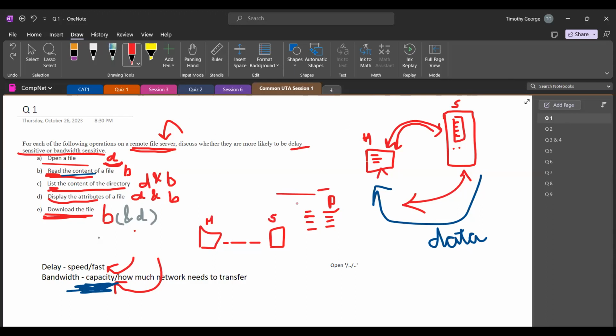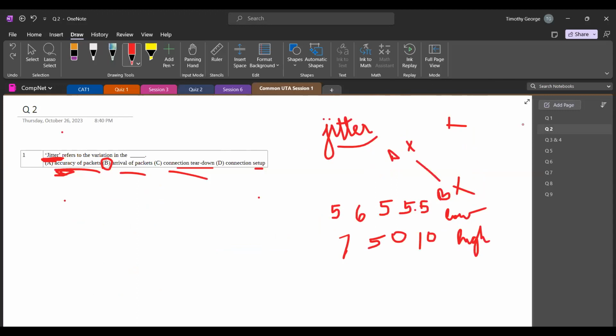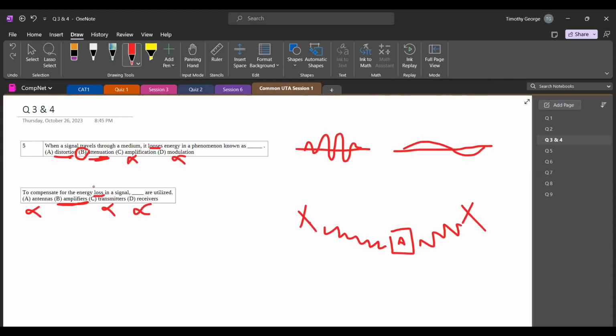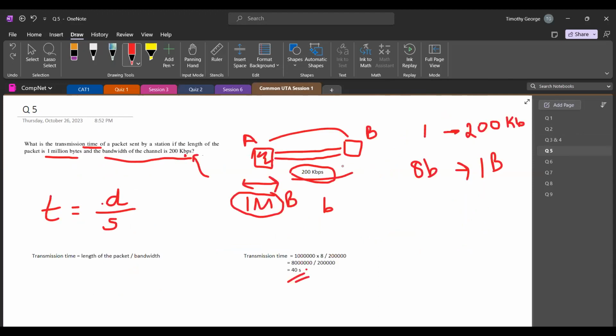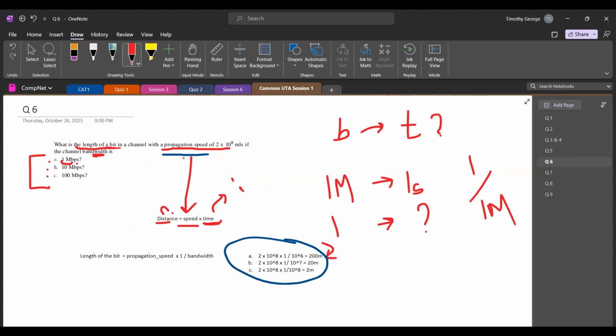Then we looked at theory questions. We looked at the word jitter. We saw attenuation and amplifiers. These are all actually part of your syllabus. Then we started with our textbook questions. We saw transmission time. We saw propagation speed and how we can use that.